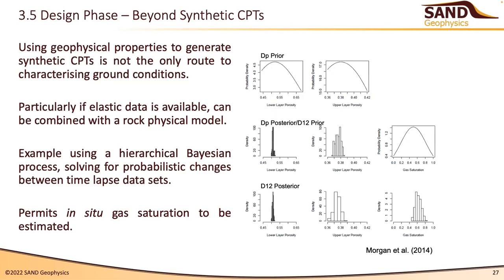Essentially, the graphs you see on the right are showing the top layer is the prior information, which is a very broad starting model for the whole process. The second layer shows the predictions from the pre-gas injection state, where we're predicting the porosity for two layers. We then combine that with a gas saturation, and the bottom layer is a prediction of both the porosity in the two layers and the gas saturation for the output after gas had been injected into the subsurface.